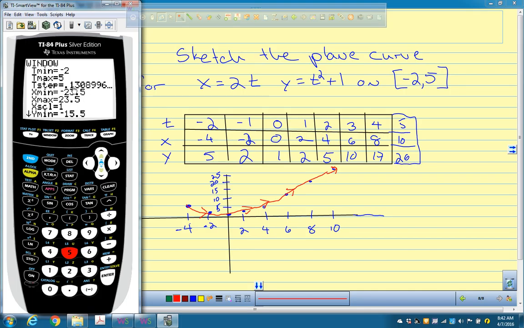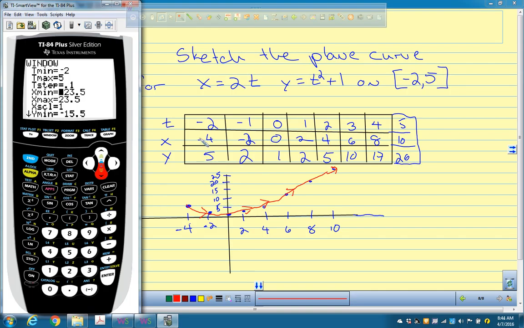T step controls what the increments are that you're going up by. If I plugged in 1, I just get a bunch of dots. So I'm going to use 0.1 as my parameter. If you want to speed up your graph, you make those numbers bigger. Then it's going to go up in bigger jumps. If you want to slow it down, you make those numbers smaller.